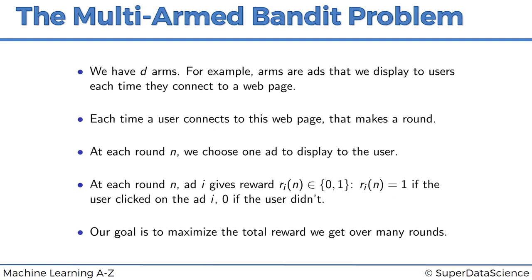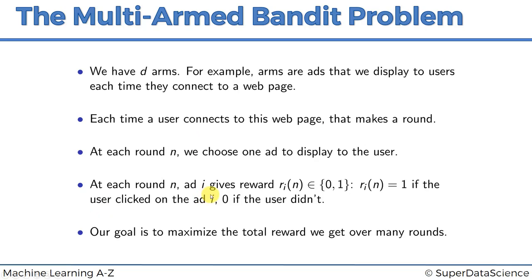All right, so this is a quick summary of the multi-armed bandit problem. So let's go through this very quickly so we can get to the fun stuff. So we have D arms. For example, arms are ads that we display each time a user comes to a web page. Each time an ad is displayed or a user visits this page, that's a round. For each round n, we choose which ad to display to the user. You can only display one ad, like with the one-armed bandits. You can only pull one of those arms. You can only choose one machine to bet on.